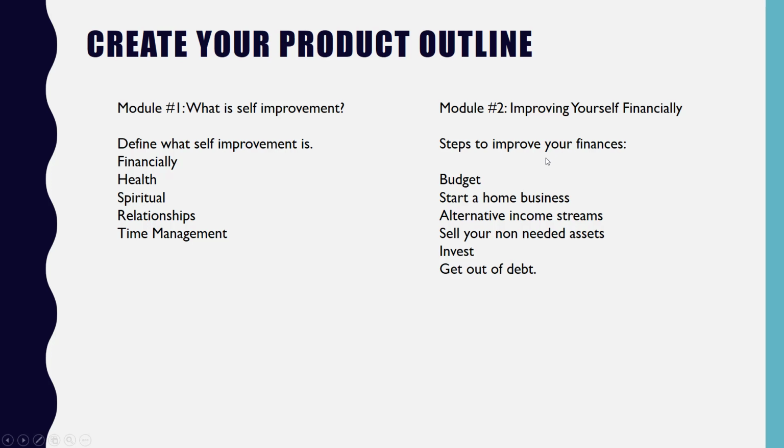So that's where I go over your budget, starting a home business, alternative income streams, selling your non-needed assets, investing, getting out of debt. And each one of these topics could be expanded into a page. It could be a PowerPoint slide. It could be 2 or 3 PowerPoint slides. It could be a couple of pages of content. So now this module number 2 could become 5 or 6 pages of content in an ebook.